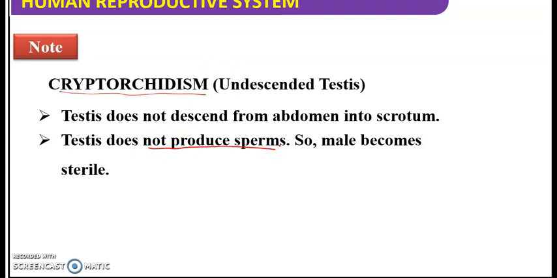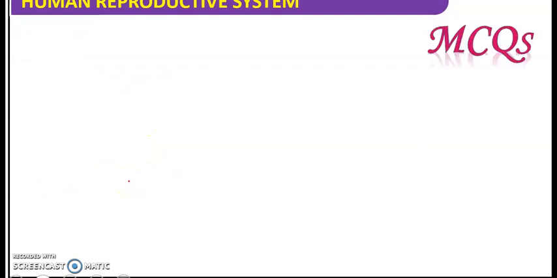We have already discussed that for spermatogenesis to happen, the temperature in the testis should be 2 to 2.5 degrees lesser than what it is in the internal body. That happens only if the testis descends into the scrotum. In this condition, it does not happen. So there will be no production of sperms, hence the male becomes sterile.